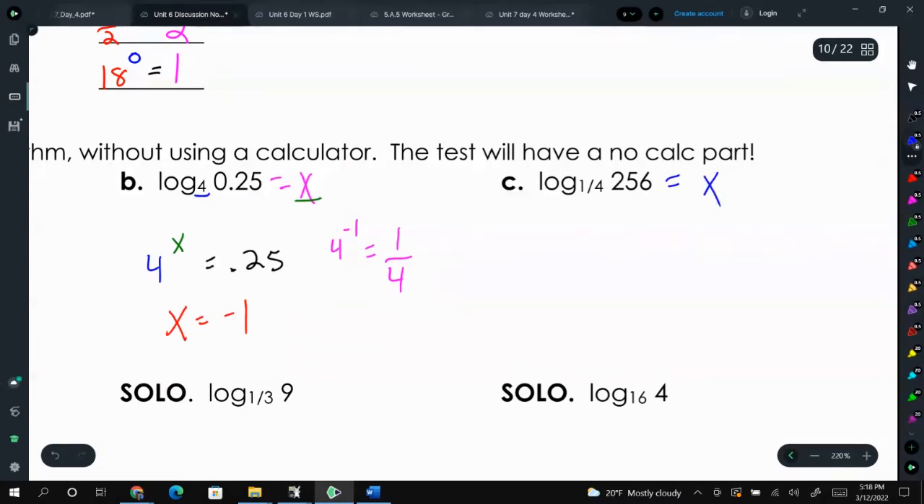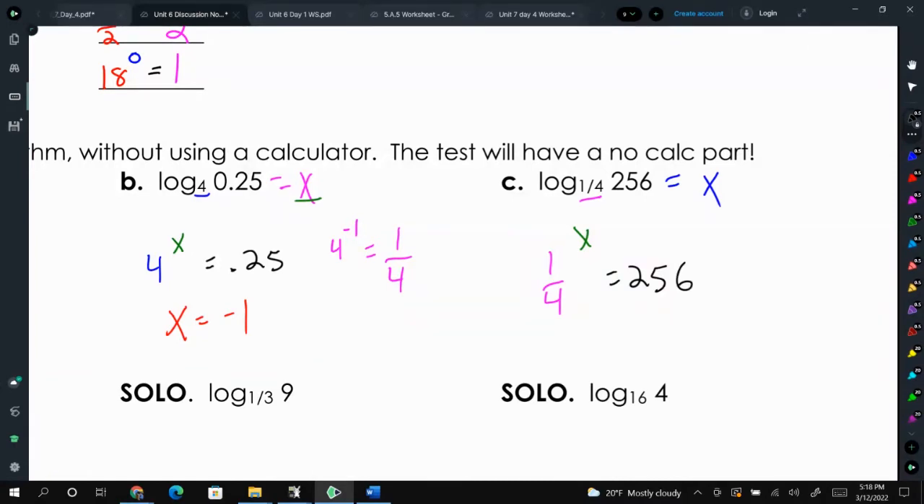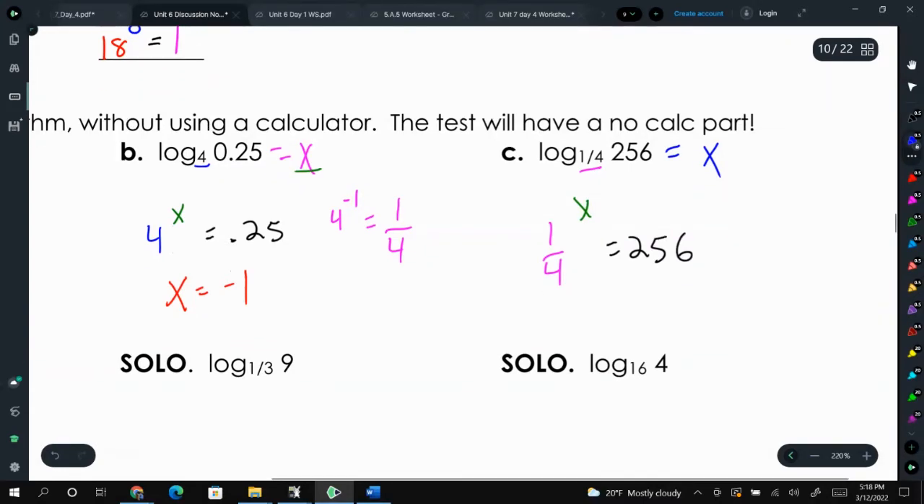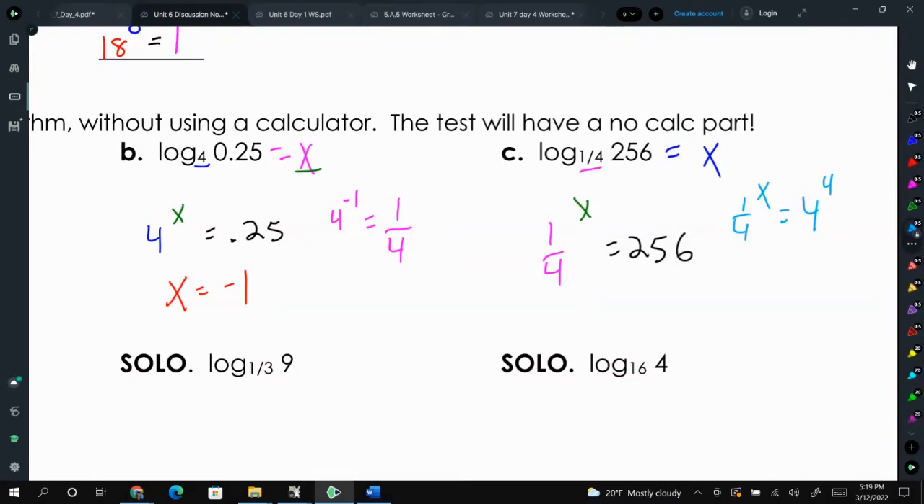And then letter C, we have 1/4 is our base to the x power equals 256. So again, we know that 256 to the 4th power is 4. And if you wanted to, you could rewrite it like this. 1/4 to the x power equals 4 to the 4th. And say, well, how do we get there? Well, x would have to be -4. So that way we would have to flip the fraction.